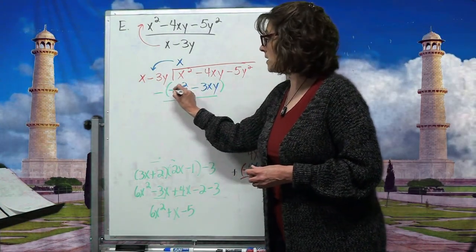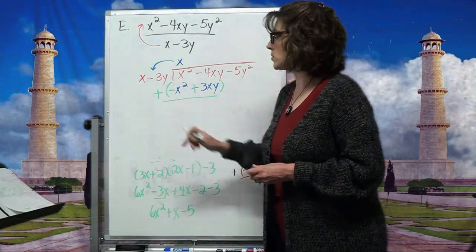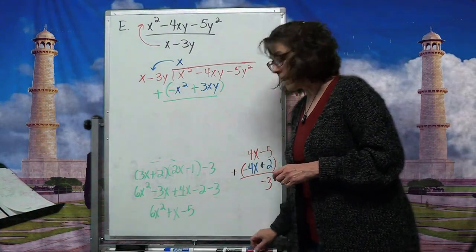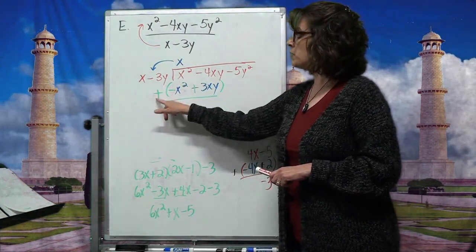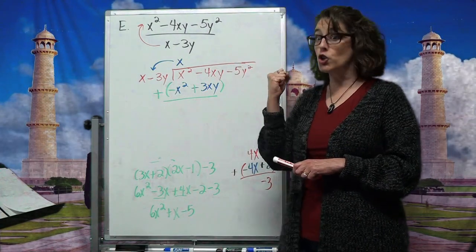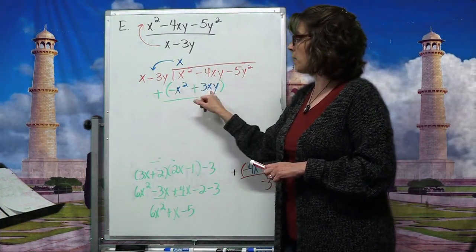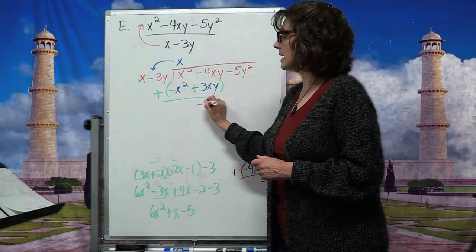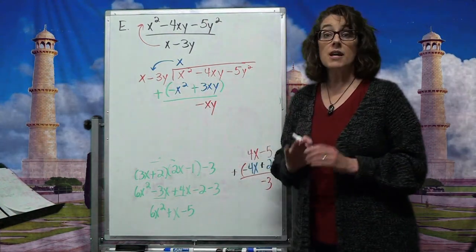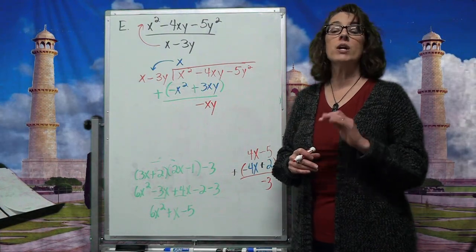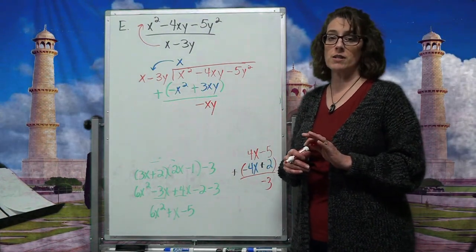So distribute it to here, turns it into an addition problem. Now I'm ready to combine up those like terms. X squared plus negative x squared cancels, good, that's why I chose that. But a negative 4xy plus a positive 3xy becomes a negative xy. See, they are working themselves out, and they will continue to work themselves out, so don't stress about this.